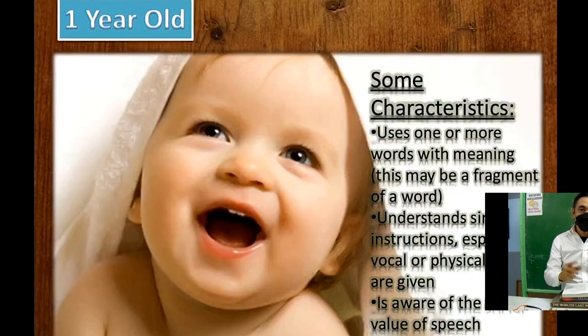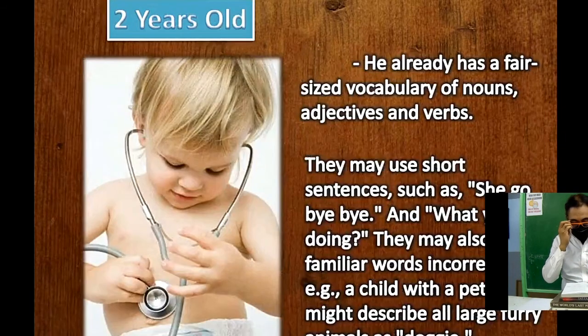Now let's go to 1 year old. The language of a 1 year old. Some characteristics: uses one or more words with meaning. This may be a fragment of a word. Understands simple instructions, especially if vocal or physical cues are given. Aware of the social value of speech. At 2 years old, he already has a fair-sized vocabulary of nouns, adjectives, and verbs.